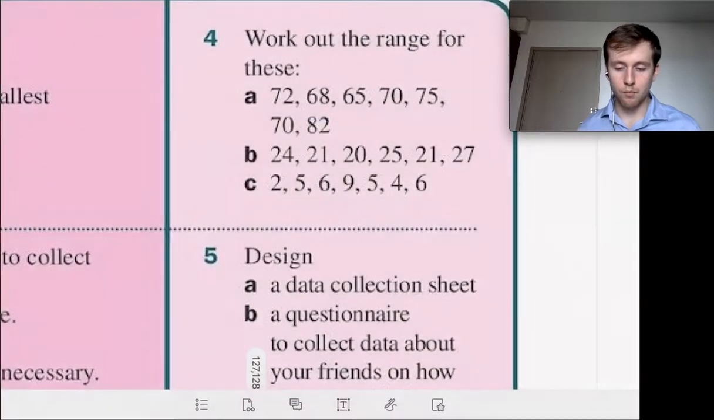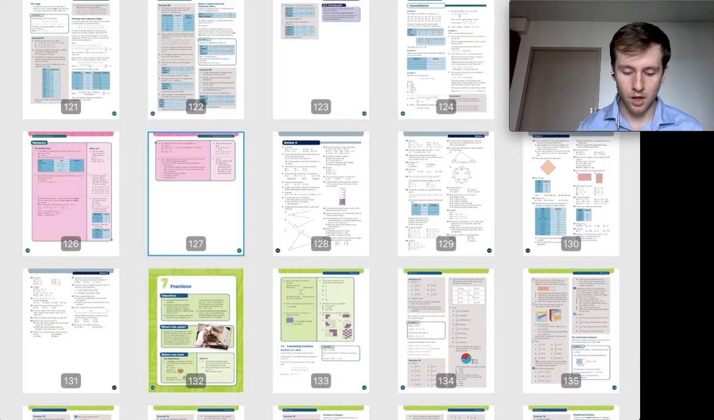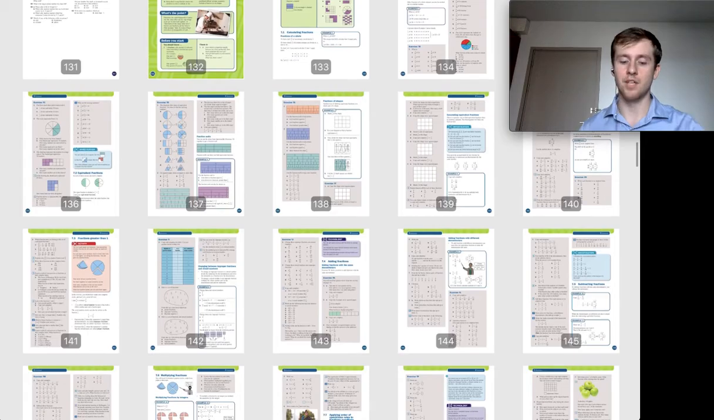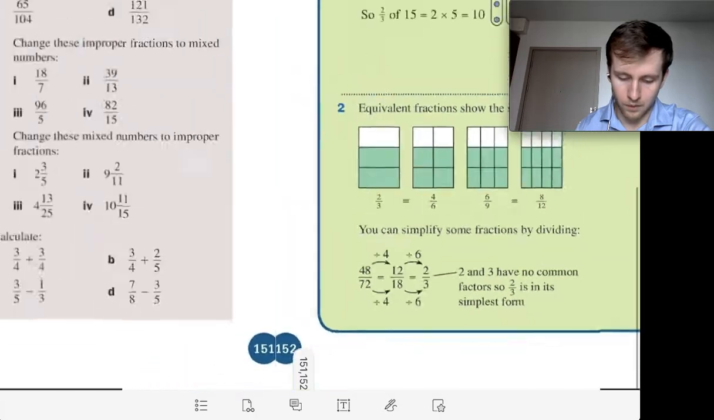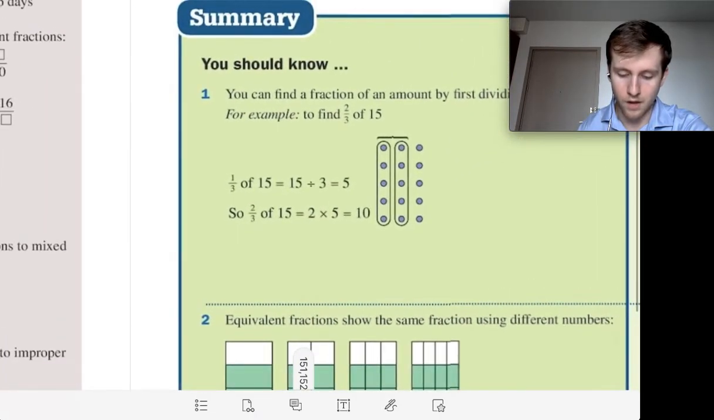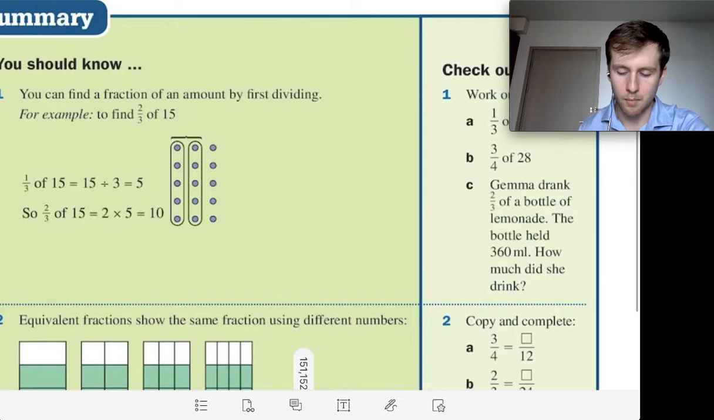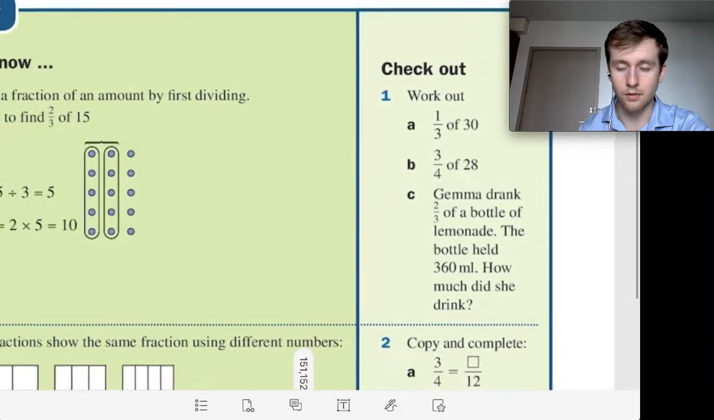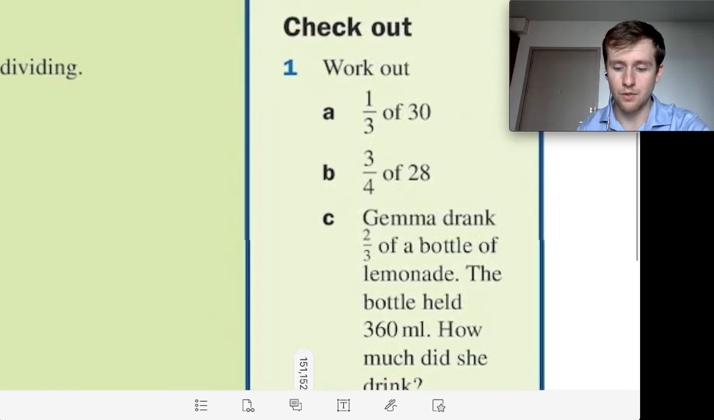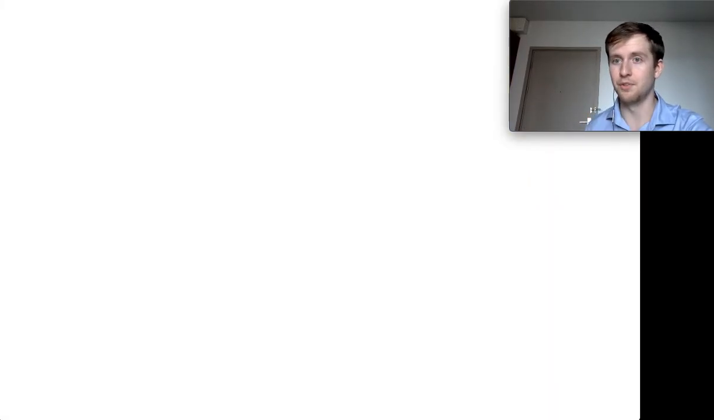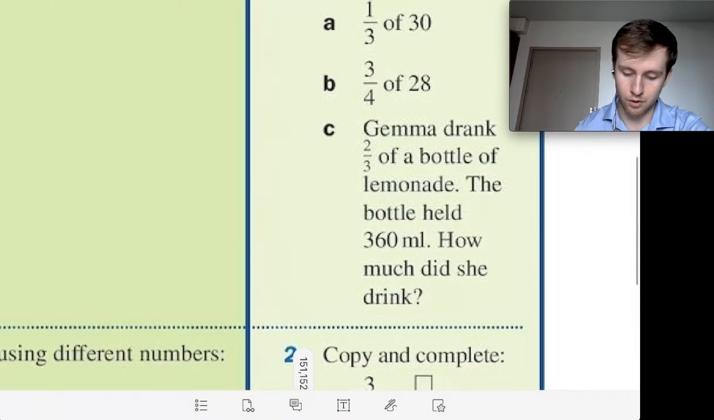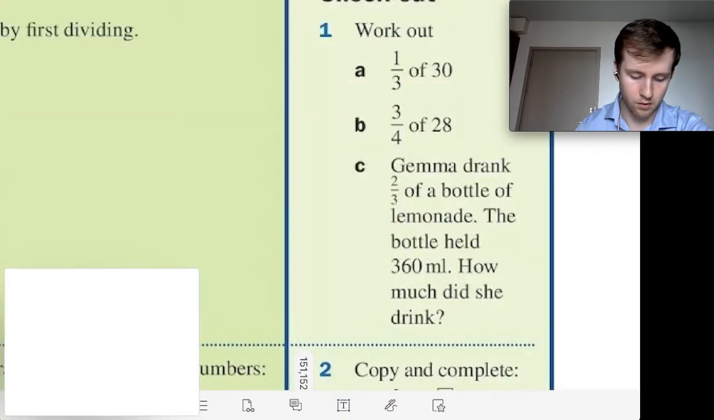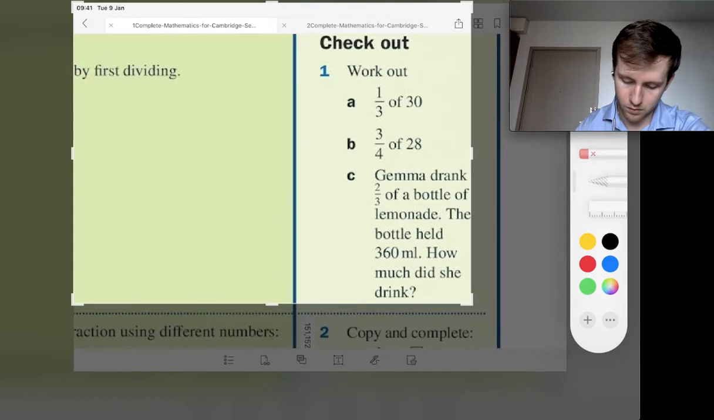Alright, there is one more chapter for today, and this chapter is fractions. We will talk about fractions as well. And let's see what we can do. Find a fraction of an amount by first dividing. Or another way to do this is, actually I will show you how to do this in another way. Oh, sorry, maybe one more time. I want to do this question about Gemma as well.